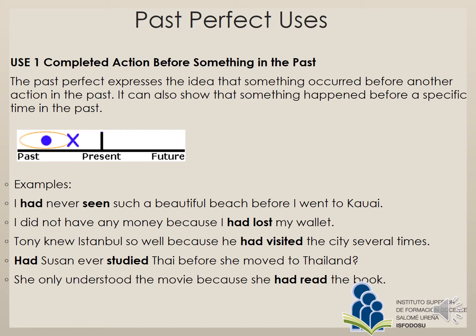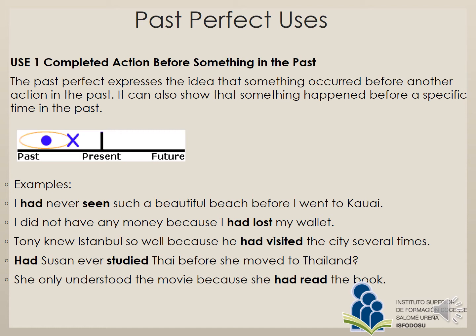For example, I had never seen such a beautiful beach before I went to Kauai. So it means that before I went to that place, I had never seen such a beautiful beach. So that was my first time. The next one says, I did not have any money because I had lost my wallet. By that time, I didn't have any money. What was the cause? I had lost my wallet.